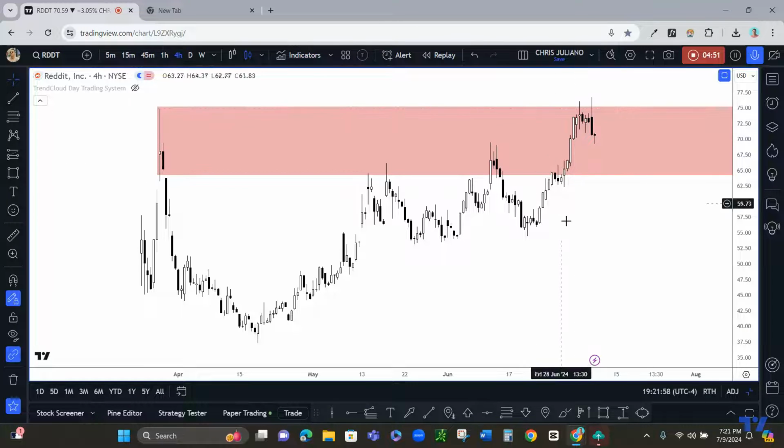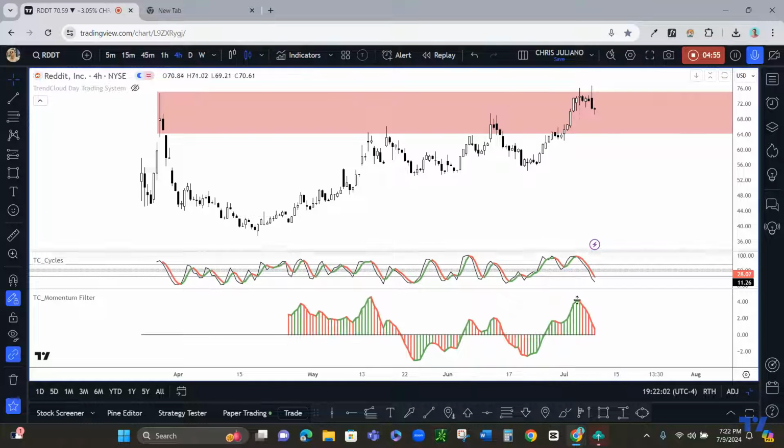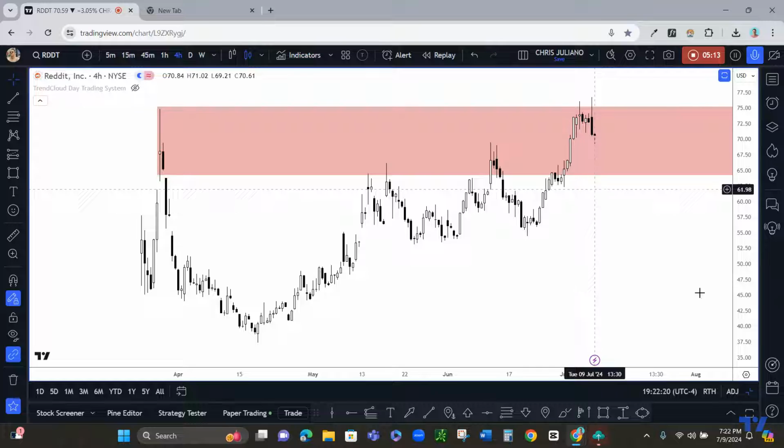When do we start adding other information to this? Well, double click onto your chart. If you have Trend Cloud, you'll see it cycling down, right? Momentum is down, and we're inside of this supply zone now. So even though we've broken through it, we've got a lot of downward pressure here. All right, keep that in the back of your mind.